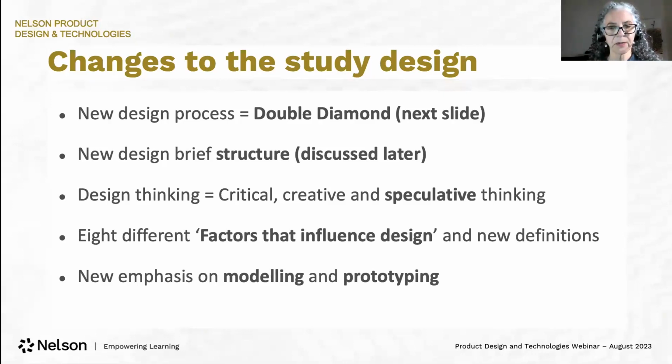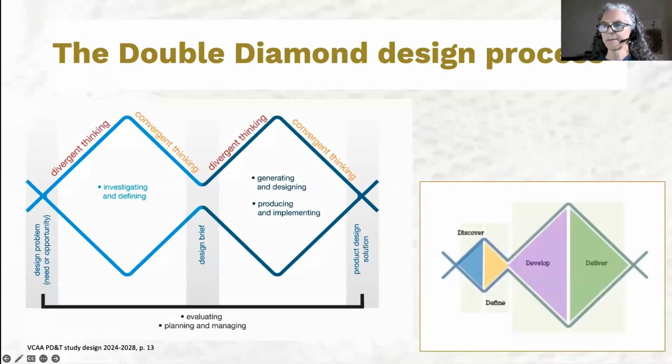We're all now used to the product design factors. There were 9 of them. In this study, there are 8 different factors. They are a little bit similar to the past, but we will need to get used to the new 8 factors, and they're called factors that influence design, and they have slightly new definitions. And throughout the practical work in all the units, there's more emphasis now on modeling and prototyping, so iteration. So I'll hand over to Jill to talk on the double diamond.